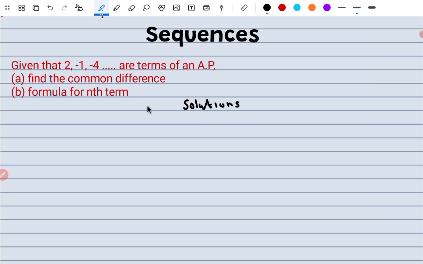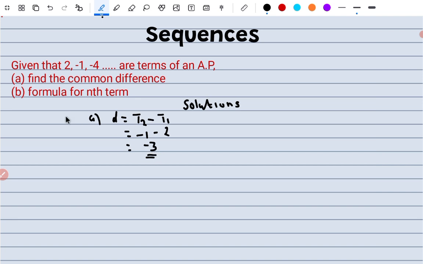So for the first one, find the common difference. This is simple. We're going to say d is equal to t2 minus t1. Term number 2 there is -1 minus term number 1, which is 2. So two signs following each other, what do you do? You add the numbers, so that will give us a 3, and maintain the sign. This is the common difference.